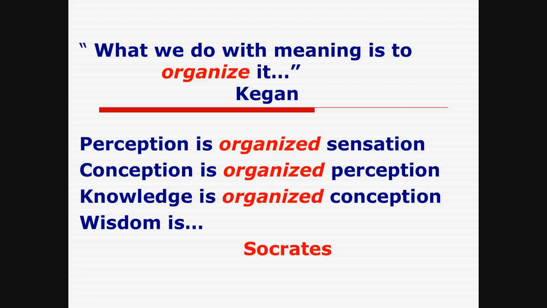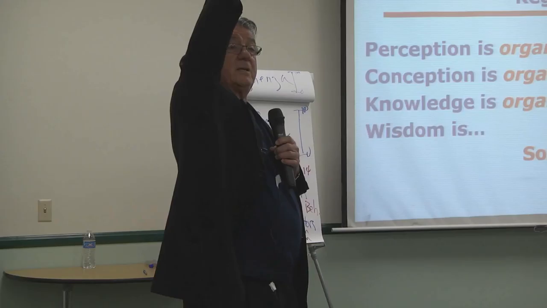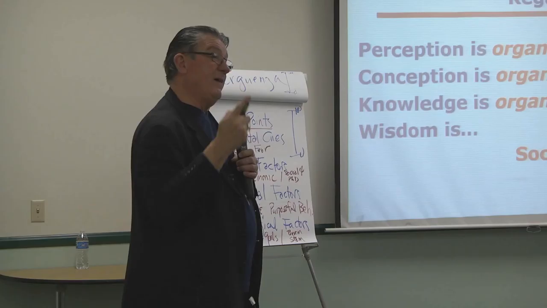What we do with meaning is organize it. Perception is organized sensation. Conception is organized perception. Knowledge is organized conception. And wisdom is knowing what to do next. But do you hear organization in there? How many people see it? Any questions on that? Is it fairly clear? Let me see a show of hands if it's fairly clear.